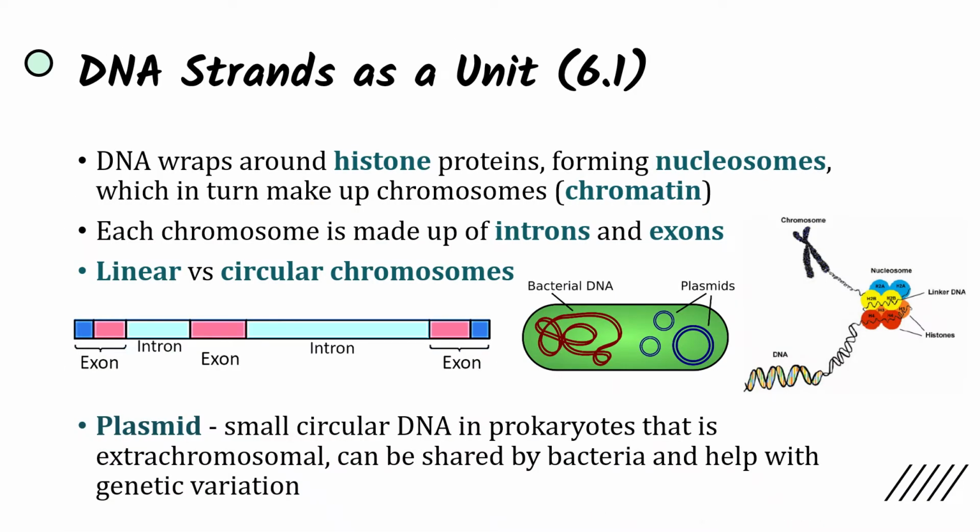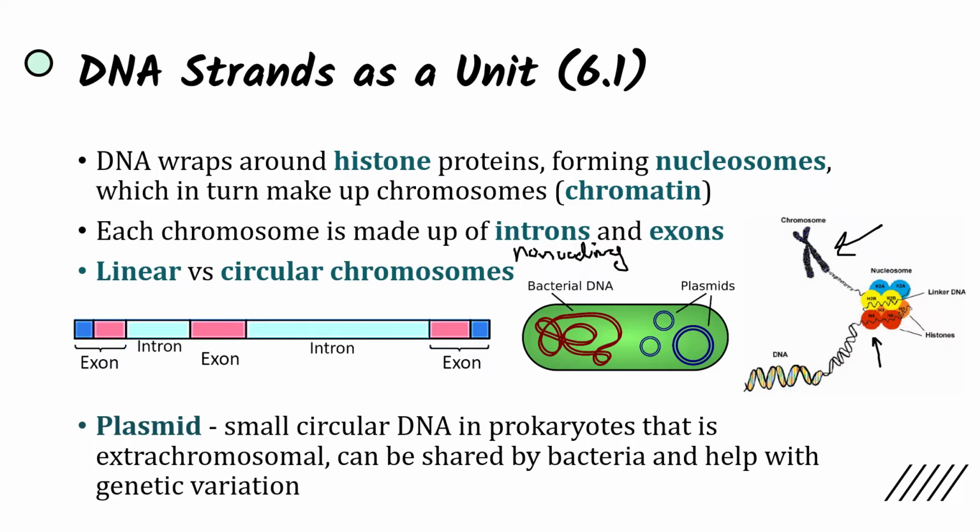Now going past the monomer level, DNA as a unit wraps around histone proteins, which forms nucleosomes, which in turn make up chromatin, and when chromatin is condensed, it becomes chromosomes, like the common shape that you would associate with a chromosome. So when we have DNA wrapped around histone proteins, that is the whole genetic information, that is the chromatin, which can then be condensed into chromosomes. And each chromosome is made up of introns and exons, which are coding and non-coding regions. And introns are going to be non-coding regions, while exons actually have code that contains genetic information that can be expressed.